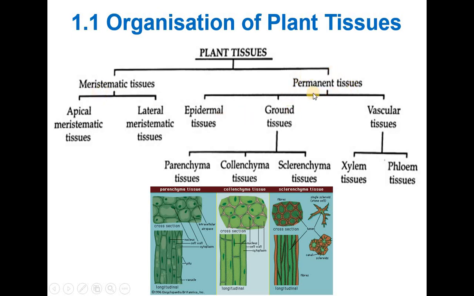Okay, permanent tissue. Permanent tissue can be divided into 3 types of tissue: epidermal tissue, ground tissue, and vascular tissue. Ground tissue can be divided into 3 types of tissue: parenchyma, collenchyma, and sclerenchyma. And the vascular tissue can be divided into xylem and phloem tissues.